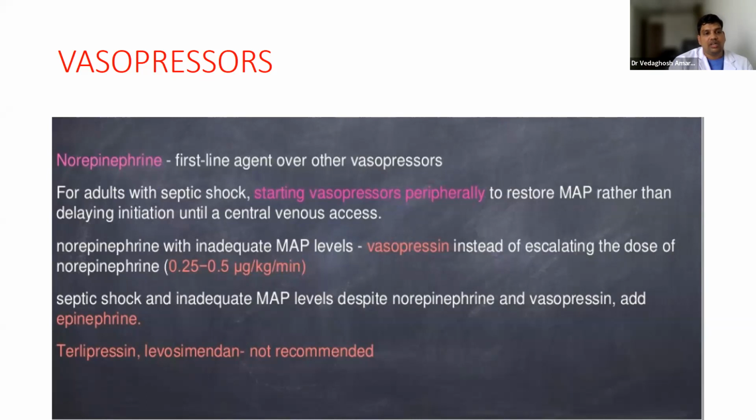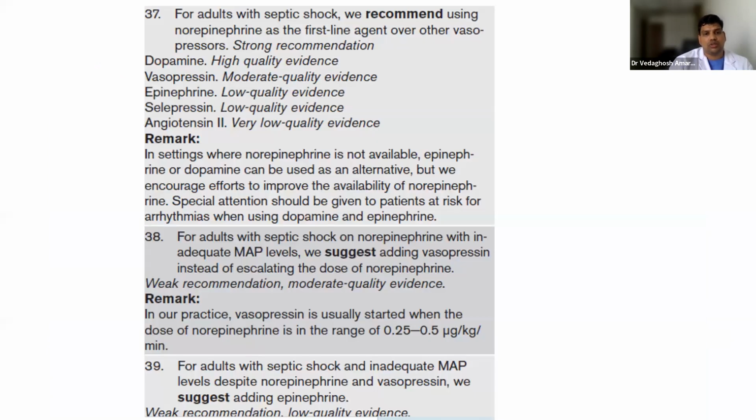And norepinephrine with inadequate mean arterial pressures, like you have started norepinephrine at 0.25 to 0.5 microgram per kg per minute, but still your mean arterial pressure is not more than 65. You can use vasopressin instead of escalating the dose of norepinephrine. Also in patients, despite norepinephrine and vasopressin, you can add epinephrine also. So these are the things for vasopressors. Norepinephrine will be the first, and when you are escalating the dose of norepinephrine, start vasopressin. Even then if it's not improving, you can start epinephrine also. So this is the same thing which we have discussed before.